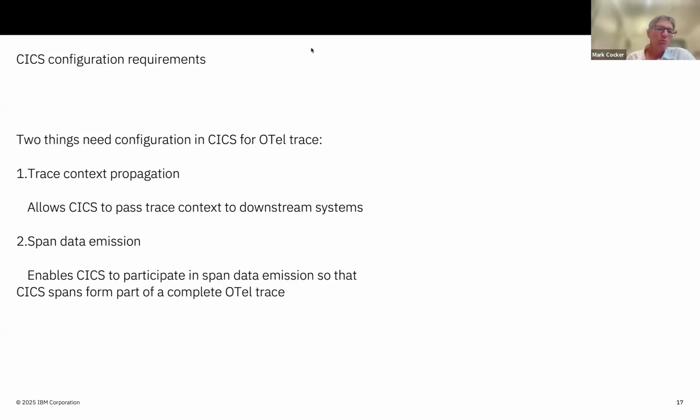And then there's the actual span emission. So if we are having OTel information propagated into CICS, do we want to actually emit a span record as a result of that task? So these are two separate configurations within CICS, because there may be scenarios where you want to just propagate information across a CICS region, but not actually emit things, because you may think there's, if you like, little value because things never go wrong.